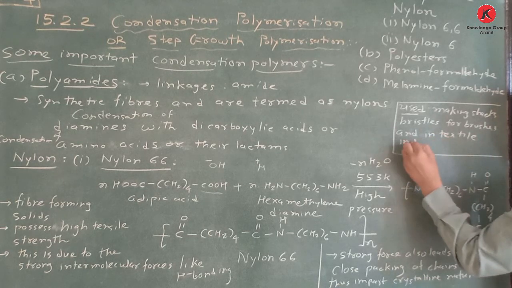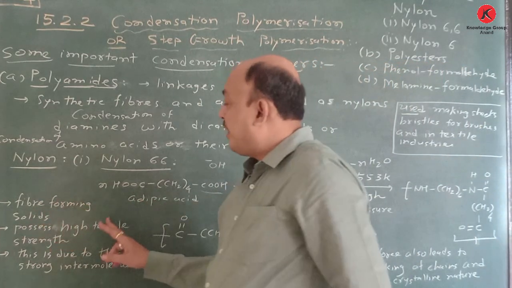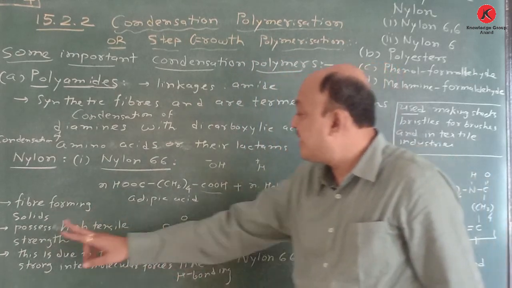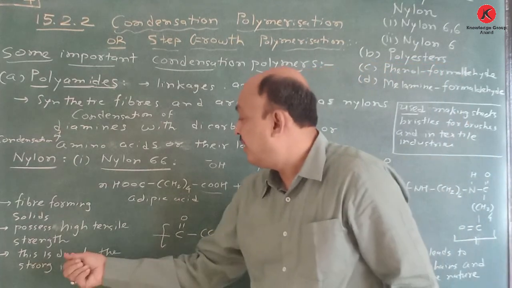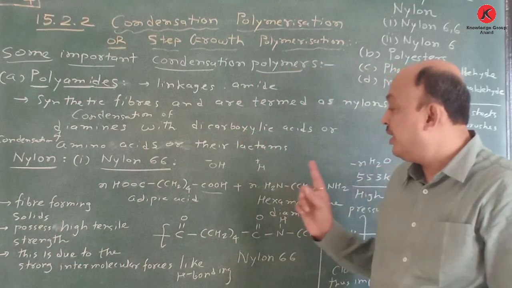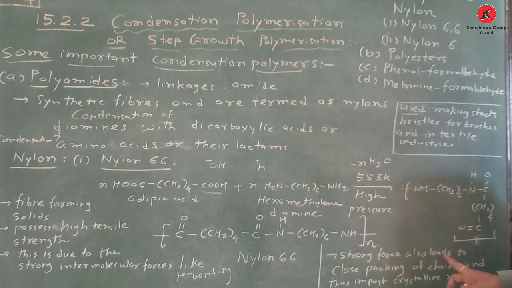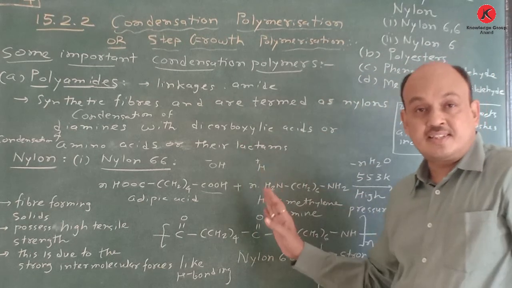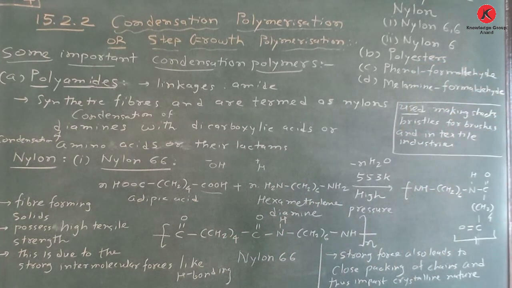This is very important. Fiber forming solids, this property is there, it possesses high tensile strength, and that's why it is used to tie any materials or any samples. This is due to, this is very important, the strong intermolecular forces like hydrogen bonding, as well as strong forces also leading to close packing of chains and thus imparting crystalline nature. So this is all about nylon 6,6. Now we switch towards nylon 6. Make a screenshot of this.